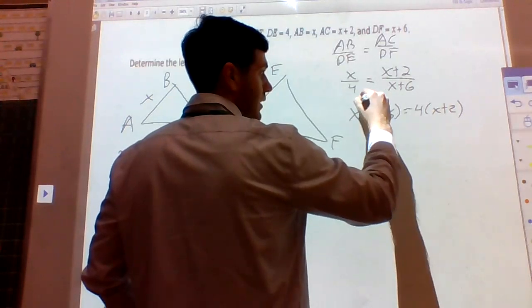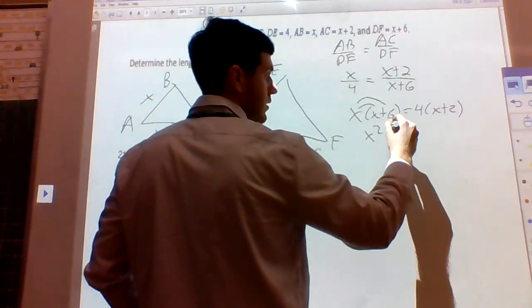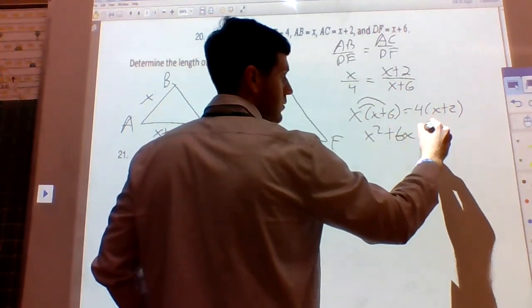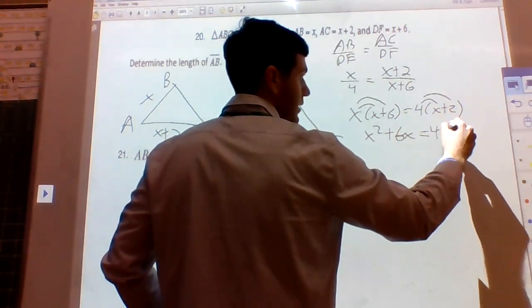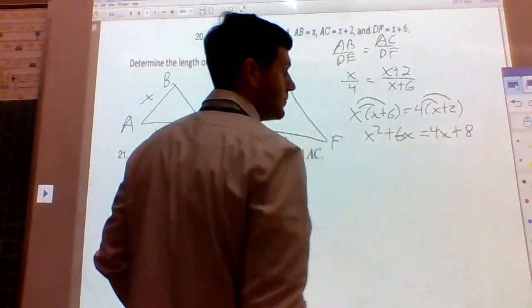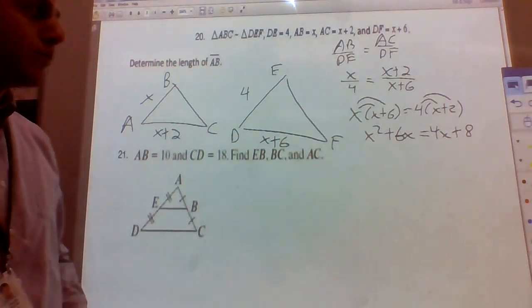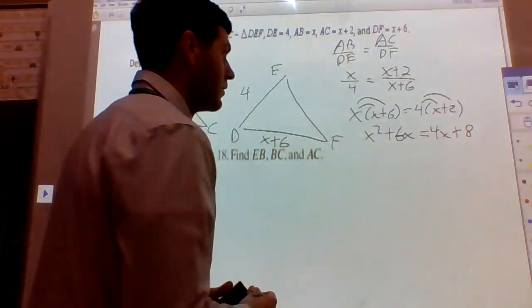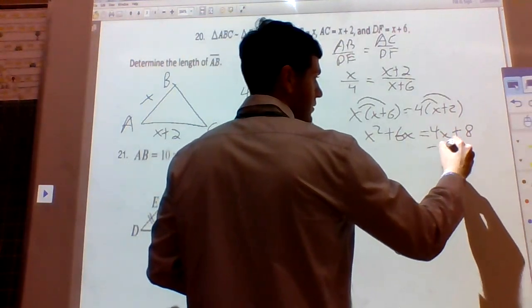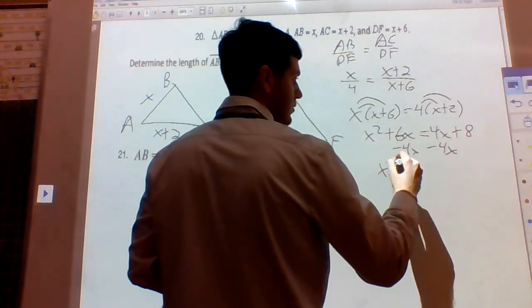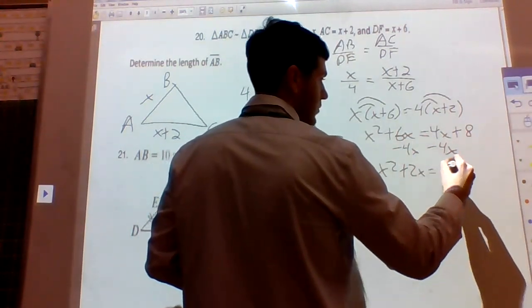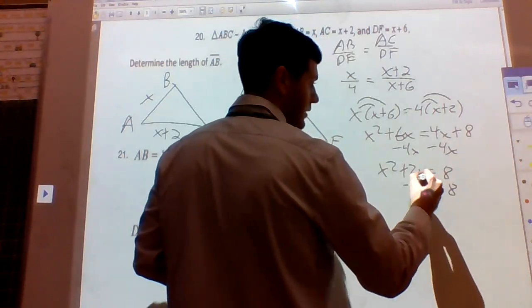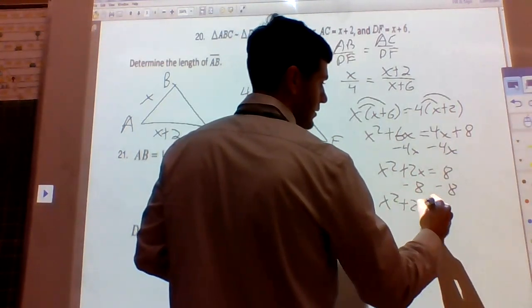Okay, cross multiply, so we have X times X plus 6 equals 4 times X plus 2. Distribute the X, so X squared plus 6X equals, distribute the 4X plus 8. Okay, try to move everything onto this side. So I'm going to subtract 4X from both sides. And we get X squared plus 2X equals 8. Subtract 8 from both sides. X squared plus 2X minus 8.